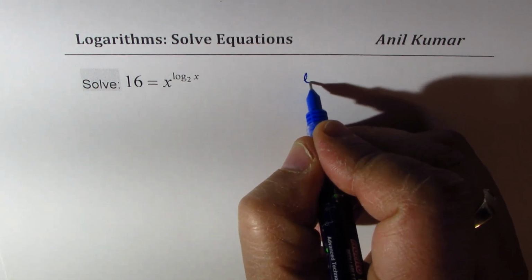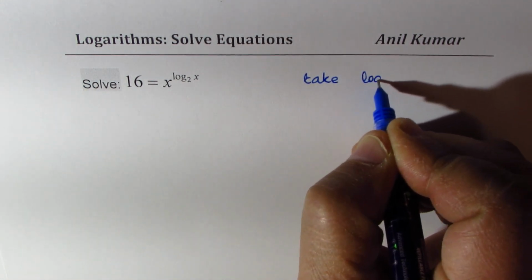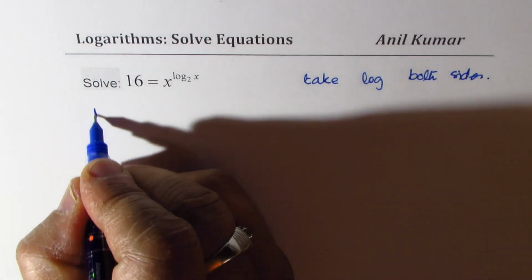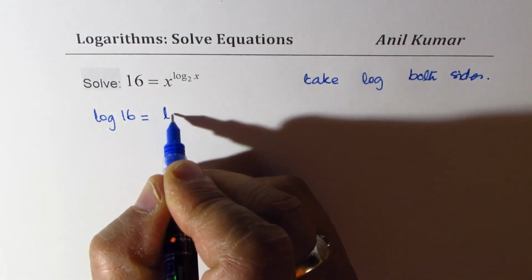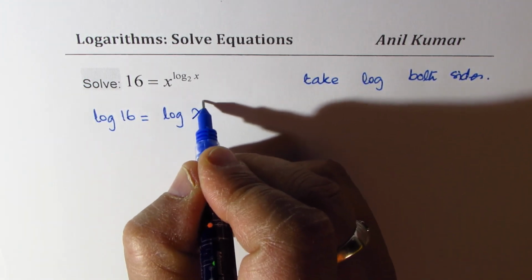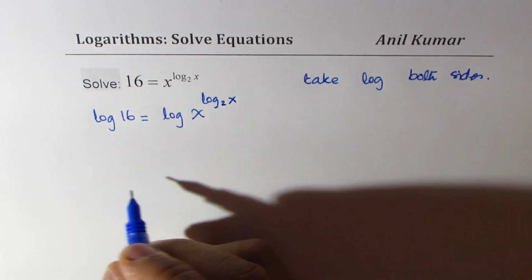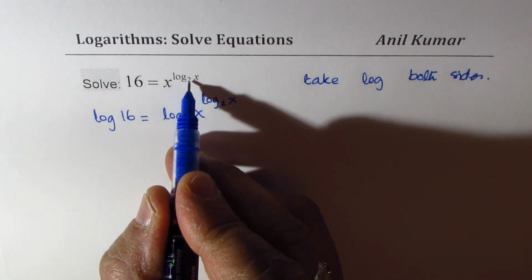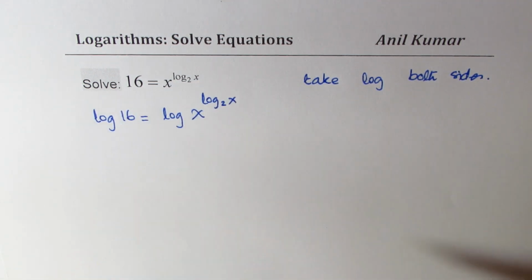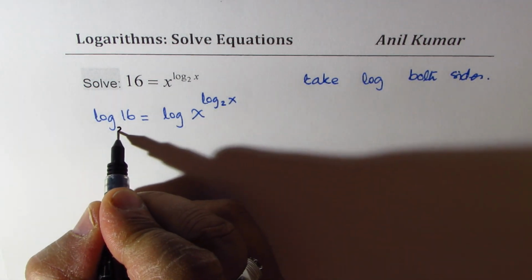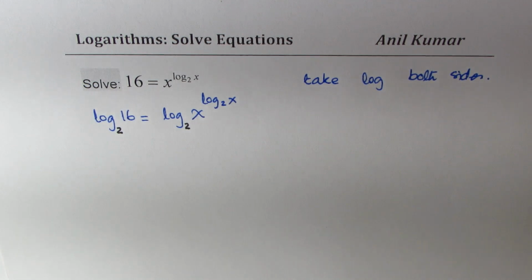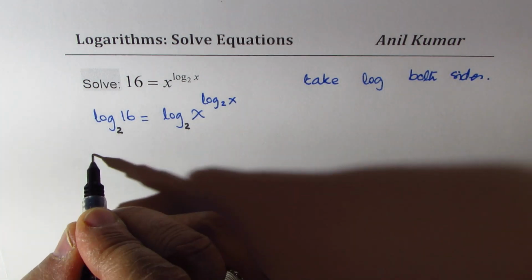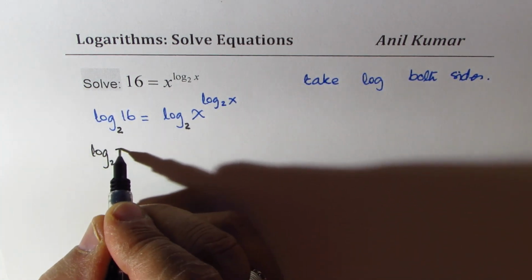To solve this, we need to take log on both sides. So if I take log on both sides, I get log of 16 equals log of x to the power of log of x. Correct. And when we take log on both sides, it's a good idea to take it to the base 2 since we could now solve this. So we'll take log to the base 2 on both sides. Do you see that part? Correct. So now the left side becomes a number. Log to the base 2 of 16 could now be written as log to the base 2 of 2 to the power of 4.